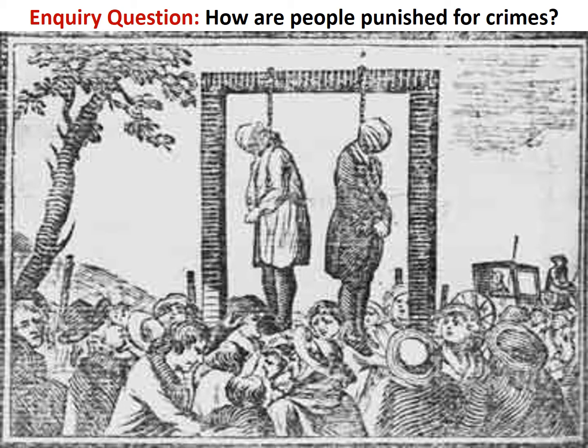Nowadays, obviously, in Britain we have removed the death penalty. There are still some countries in the world, most notably the USA, that do keep the death penalty, but we no longer have the death penalty in Britain. So today we're going to focus on how are people punished for crimes.